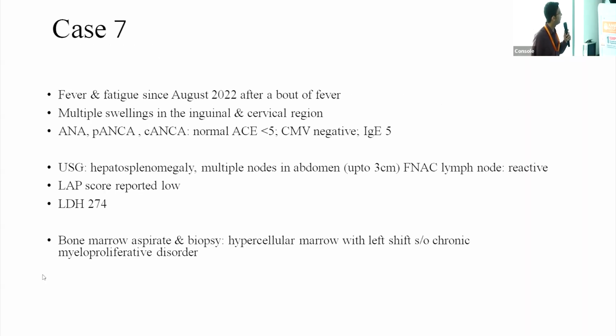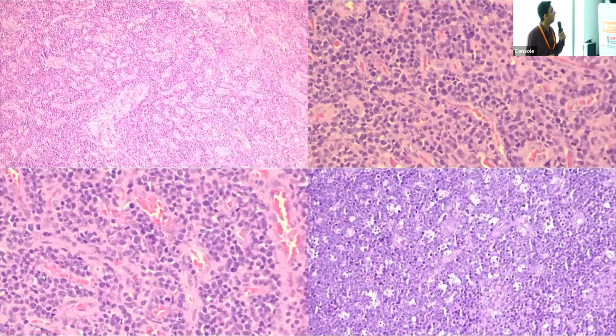Then case 7, multiple swellings in the inguinal region. This was a case which I discussed initially. We can see here the large number of endothelial cells and a starry sky pattern. Starry sky pattern is not only characteristic of Burkitt lymphoma, it can be seen in any high-grade lymphoma.